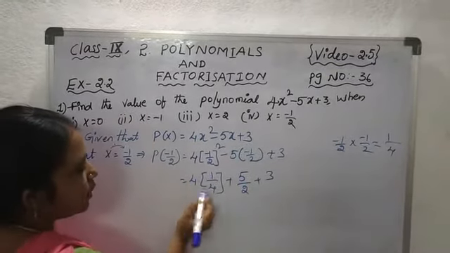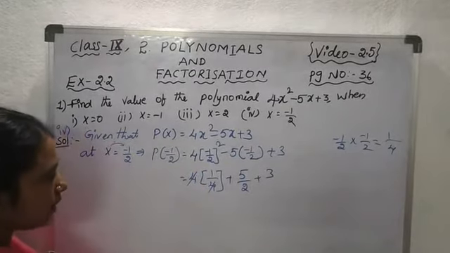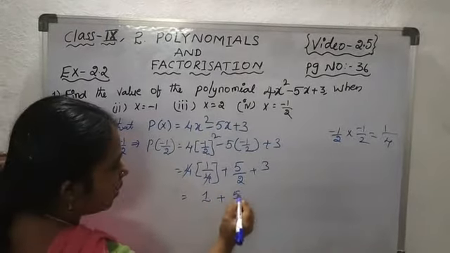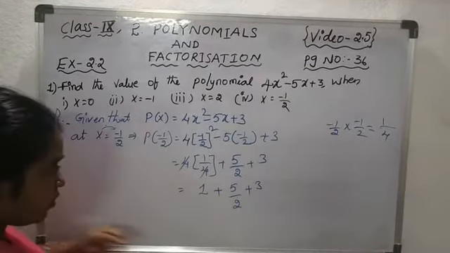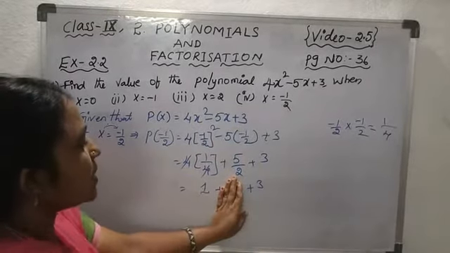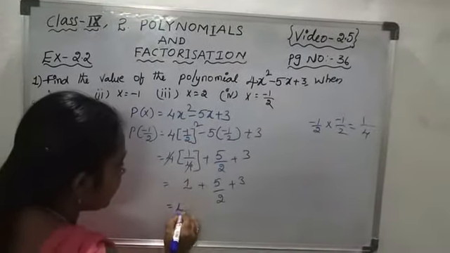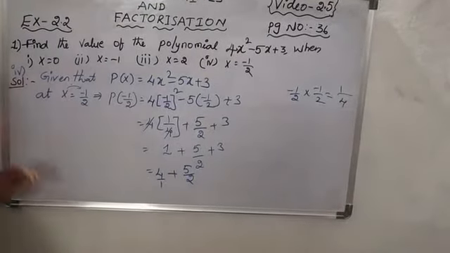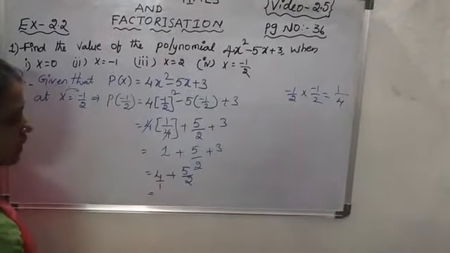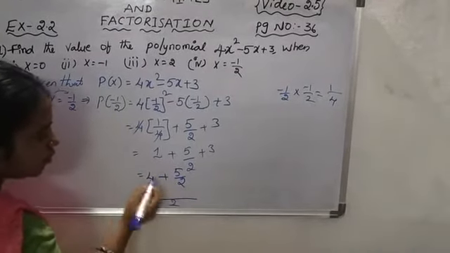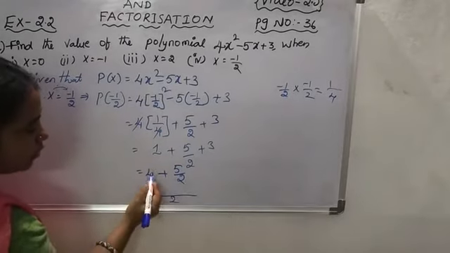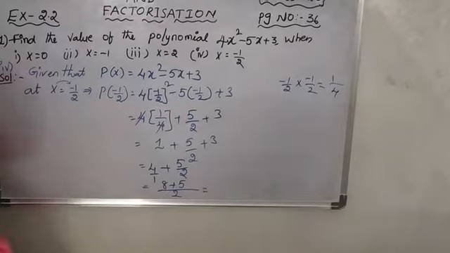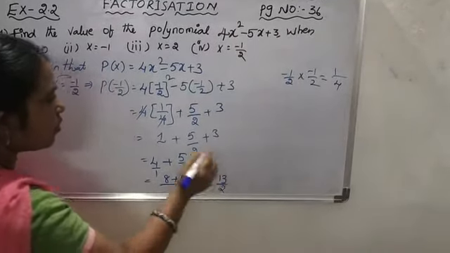Observe here 4 into 1 by 4. The 4 and the denominator 4 will get cancelled, then we are getting the value 1 plus 5 by 2 plus 3. First of all observe these two, 1 plus 3. 1 plus 3 is equal to 4, plus remaining 5 by 2. Now here also the denominator is 1. Do LCM. 1 2s are 2. Cross these and multiply. 4 2s are 8 plus 1 5s are 5. 8 plus 5 is equal to 13 by 2.